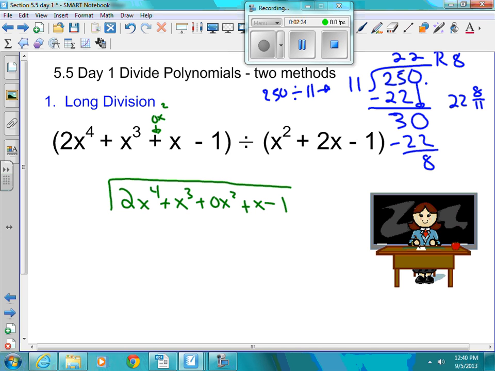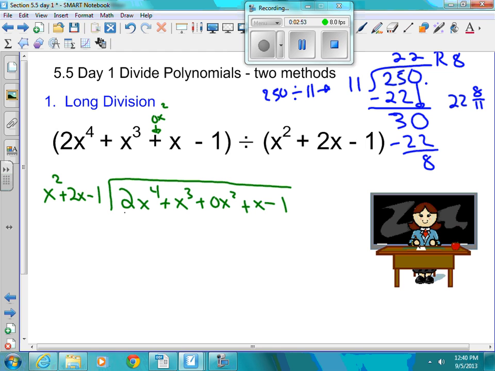On the outside is going to go the other polynomial. Same thing, if we skipped any terms in this polynomial we're dividing by, we would put a 0x or a 0x squared or whatever the case is, but this has x squared, x, and a constant. All terms are accounted for. So, how do we start it?